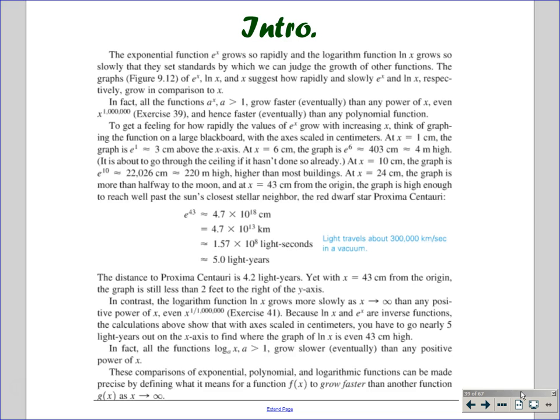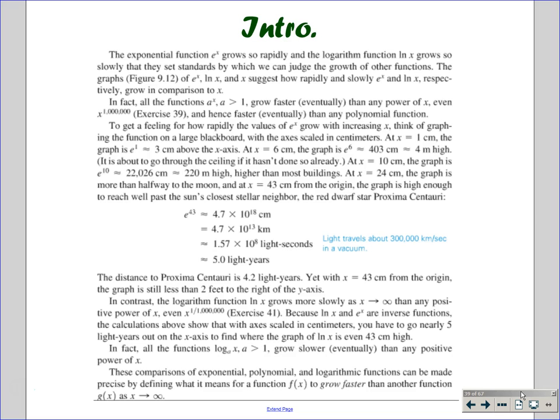At x equals 24 centimeters, the graph is more than halfway to the moon, and at x equals 43 centimeters from the origin, the graph is high enough to reach well past the sun's closest stellar neighbor, the red dwarf star Proxima Centauri. e to the 43 is around 4.7 times 10 to the 18 centimeters, equals 4.7 times 10 to the 13 kilometers, is around 1.57 times 10 to the 8 light seconds, and is around 5.0 light years. The distance to Proxima Centauri is 4.2 light years.